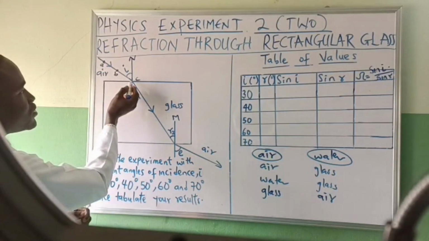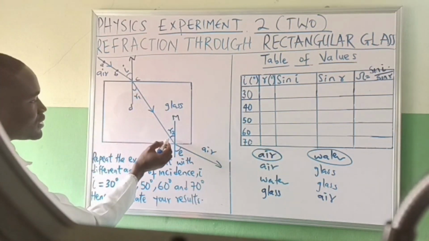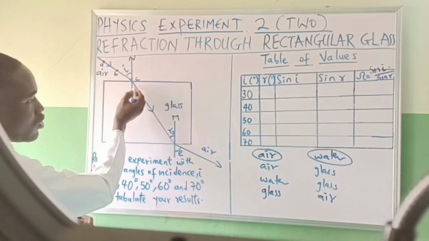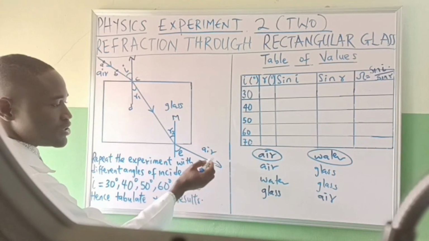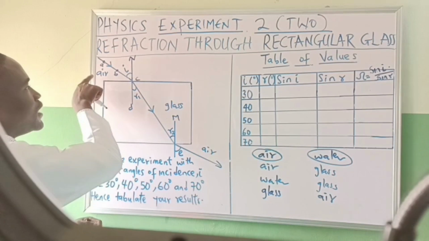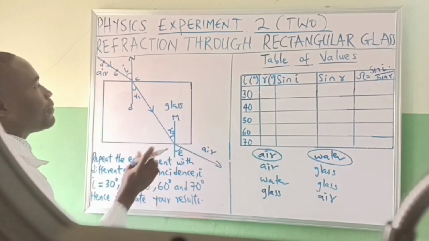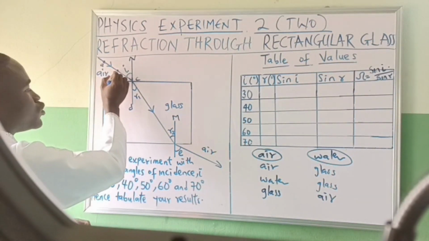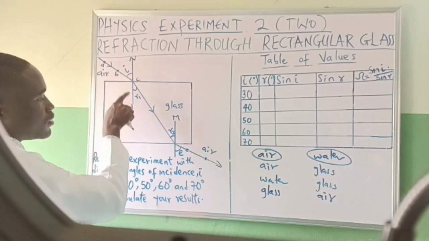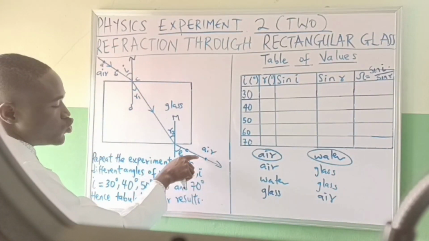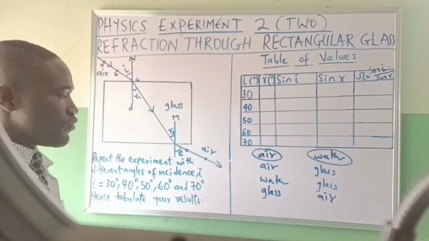Here is your incident ray, here is your normal, here is your incident angle, your refracted ray, your refracted angle, your emergent ray, your emergent angle. Here is your air part, here is the glass part, here is your air part again. Here is where you put your pin. You put two pins here, then as you are putting this, you put it such that you cover the first two pins. That is when you say you have gotten it.